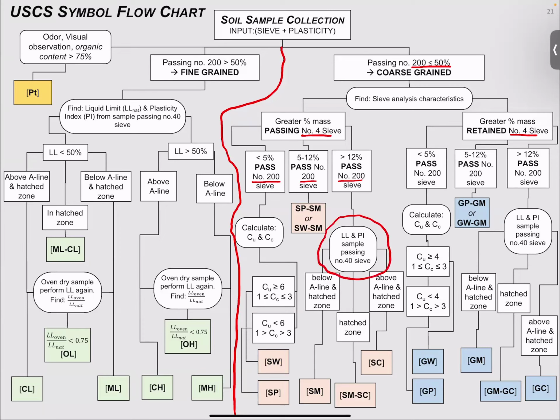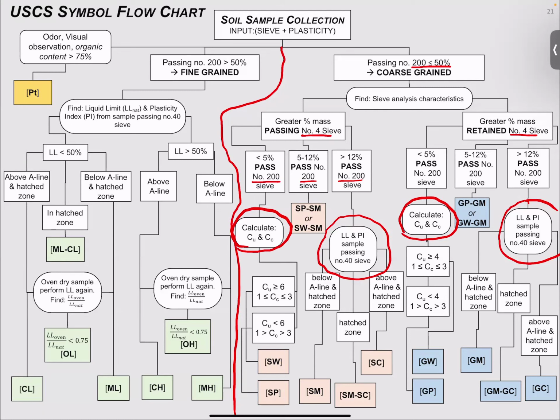Following this one here, we see a similar trend with gravel. Anytime you have greater than 12% fines in either a sand or a gravel, we have to look back at the plasticity chart and determine the liquid limit and the PI for that. If we have less than 5% fines, then we look at the grain size distribution parameters, the coefficient of uniformity and the coefficient of curvature, which you're going to calculate in your lab if you haven't already done that.